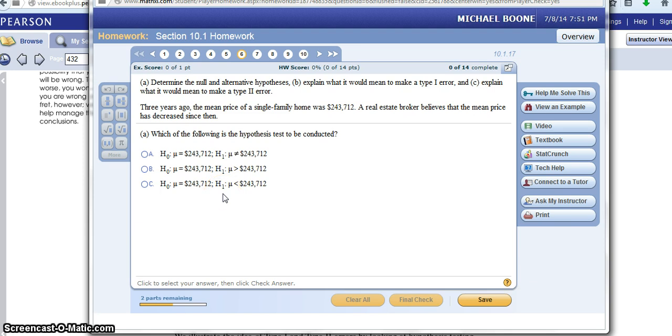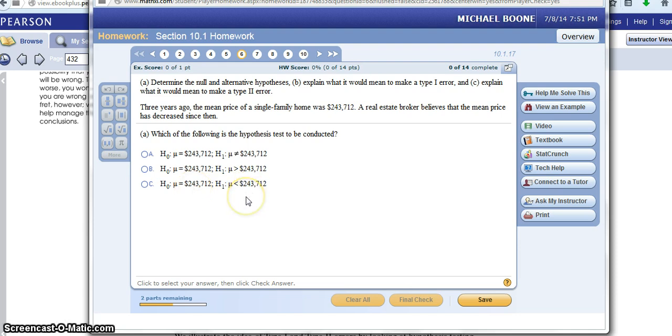Well, I think that it's gotten lower because of the housing market. So I think that it's decreased from the mean. So here's what the alternative hypothesis states, is that the mean is less than 243,712. That's what we're always trying to show when we do hypothesis testing. This is what's believed or assumed to be true.